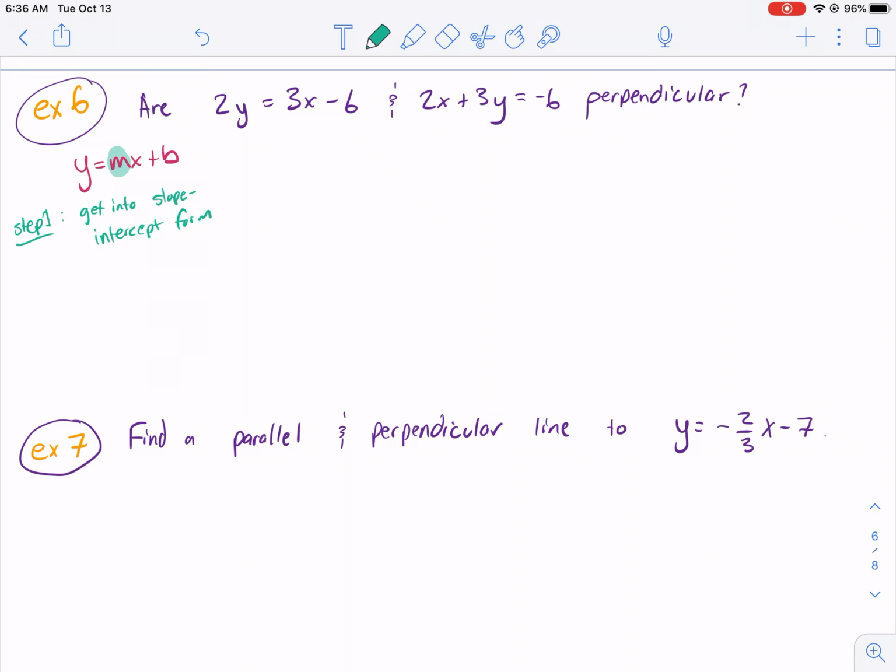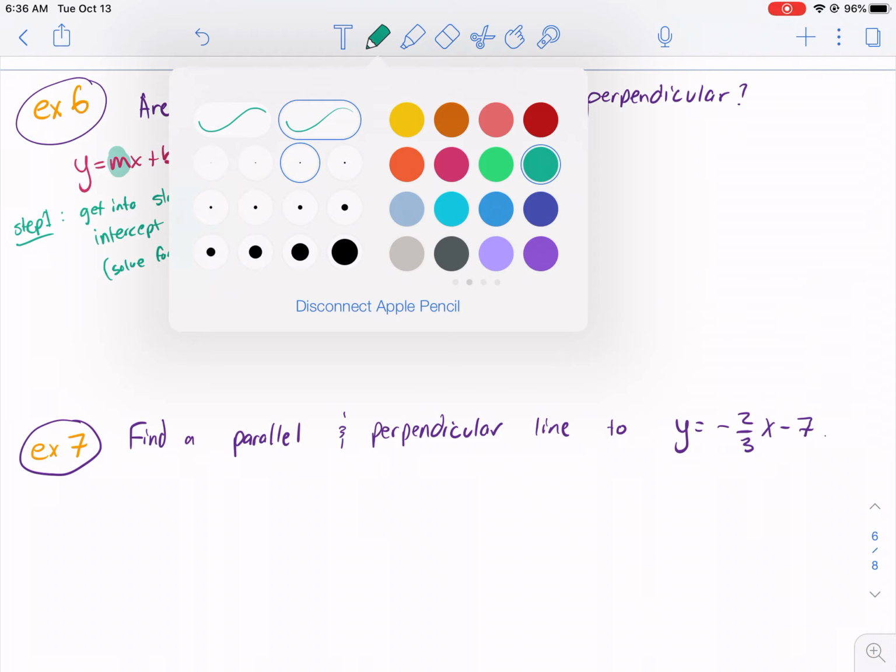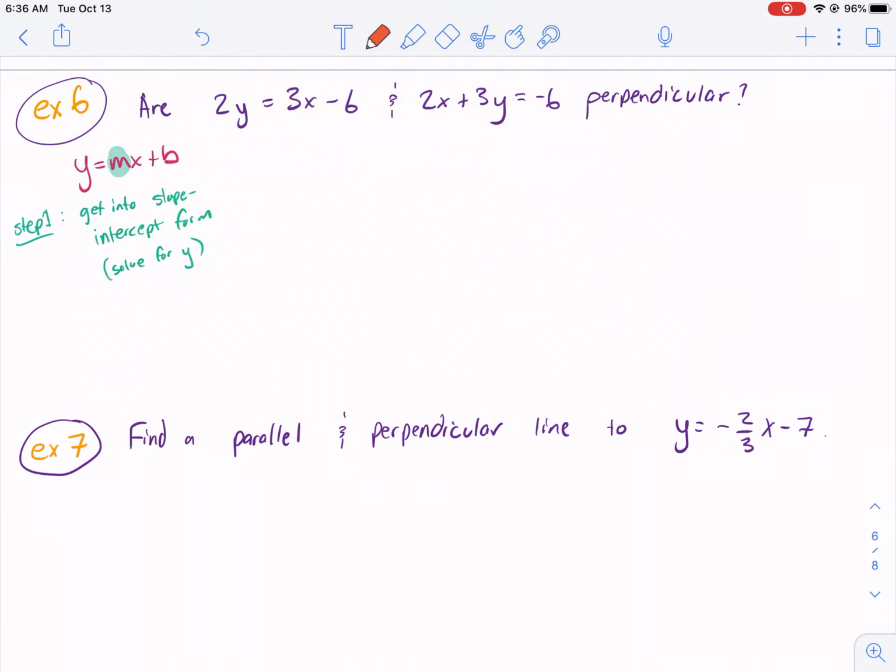What does that mean? That means we solve for y. That's why it's important to be able to solve for any variable in an equation. Now, how do we solve for y in this first example? 2y equals 3x minus 6. We're going to divide both sides by 2, and make sure you divide both terms by 2. So we get y equals, I like to just leave it as a fraction anytime it's a coefficient of x, 3 halves x minus 6 divided by 2 is 3. So there's my first equation.